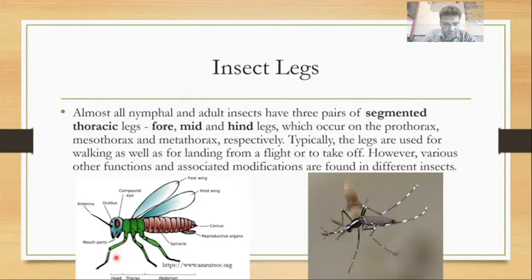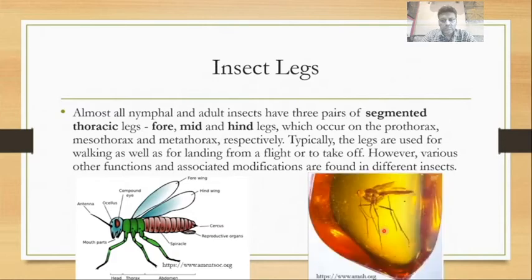The first pair is called the forelegs, the middle pair is called the midlegs, and the last pair is called the hind legs. In this cartoon, you can see only one leg per segment, but if you see from the other side, then you would see three more legs. In this picture of the mosquito, all three pairs of legs are very clearly visible. Insects have possessed this design since their origin, as evidenced from fossil records.